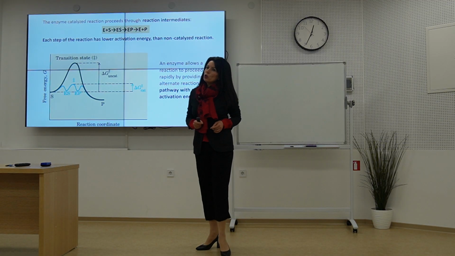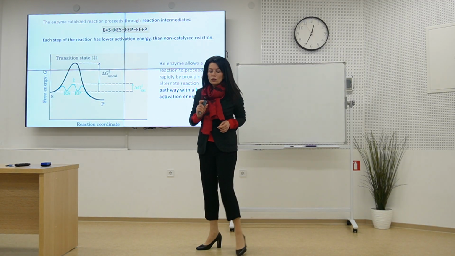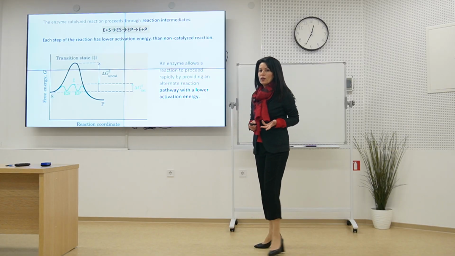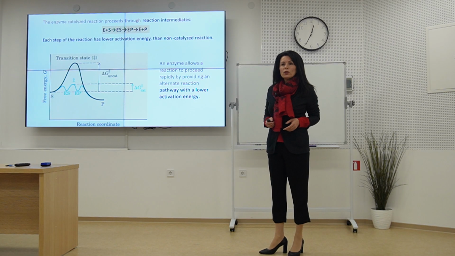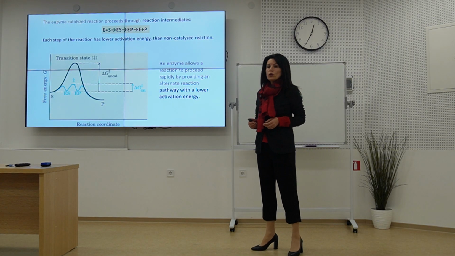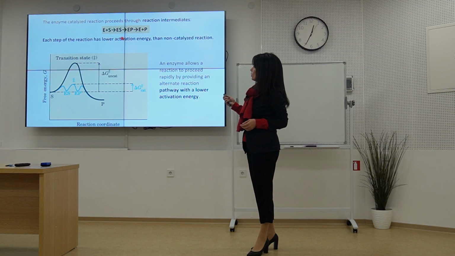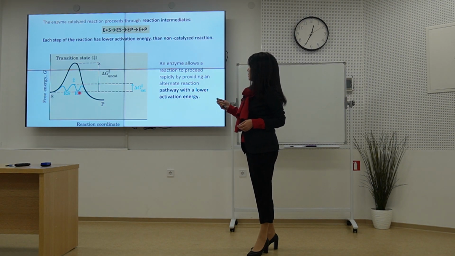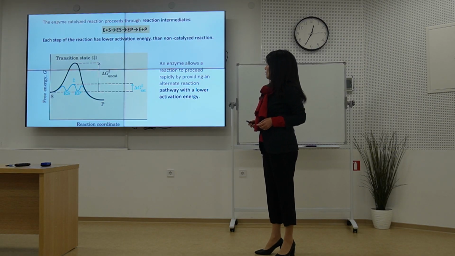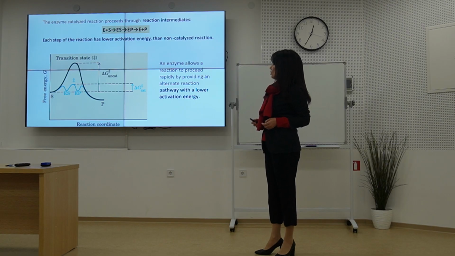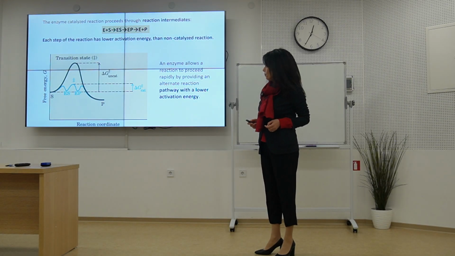Why is it possible to decrease the activation energy of the reaction so much? Because of the formation of some intermediate complexes, which are called enzyme substrate complex and enzyme product complex. Thanks to these complexes, there is the possibility to rapidly provide an alternative reaction pathway of the enzyme.